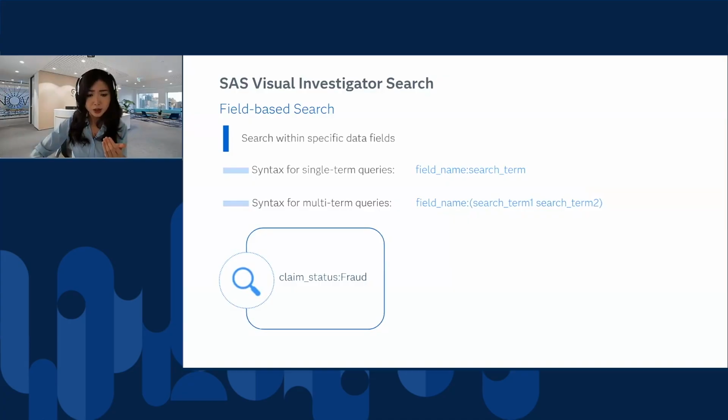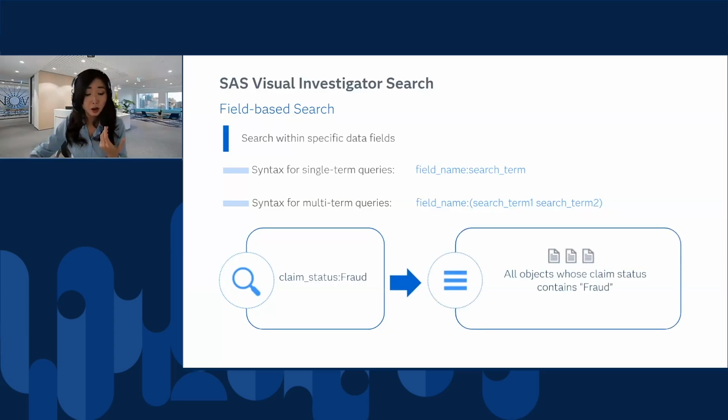An example is that if you search for claim_status:fraud, what you're going to get back are all the objects whose claim status contains the word fraud. So in this case, you're not going to be getting customer objects. You're not going to be getting policy objects because those objects don't have a claim status field.